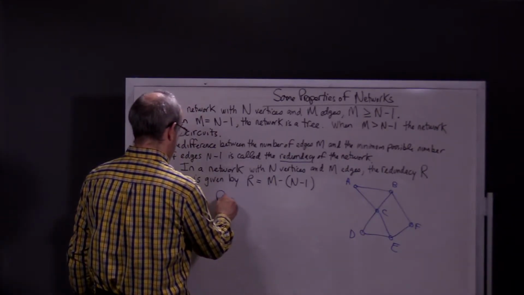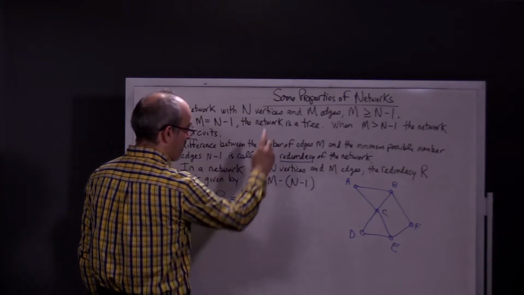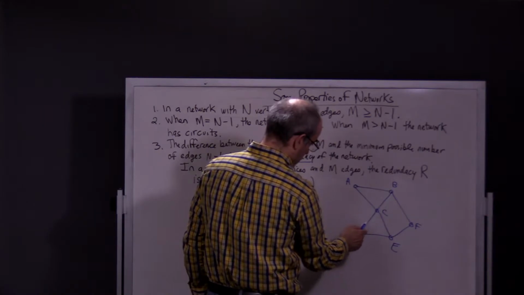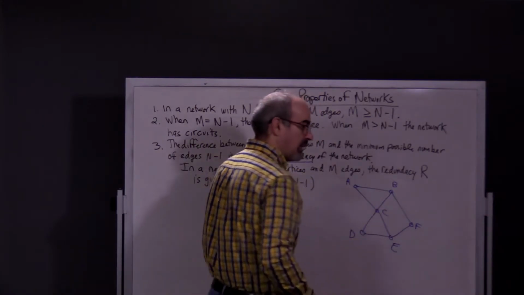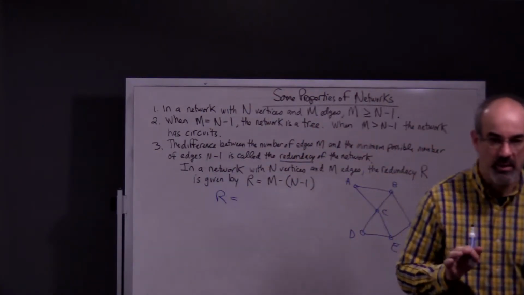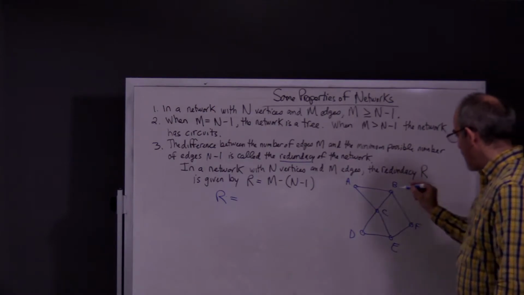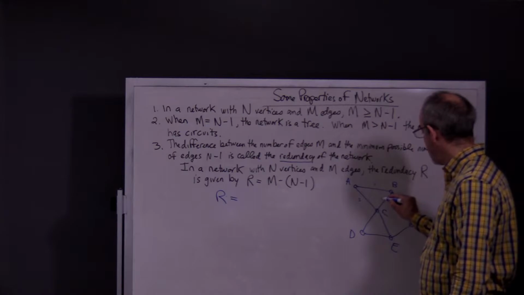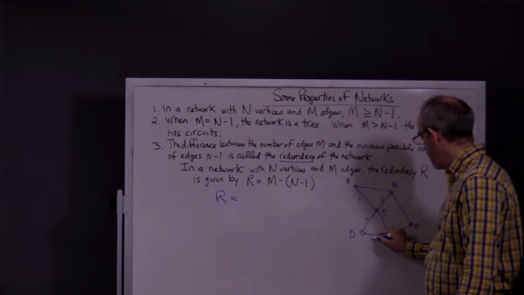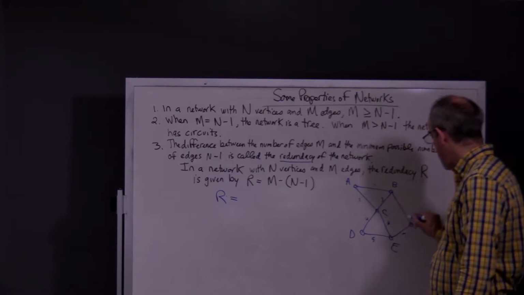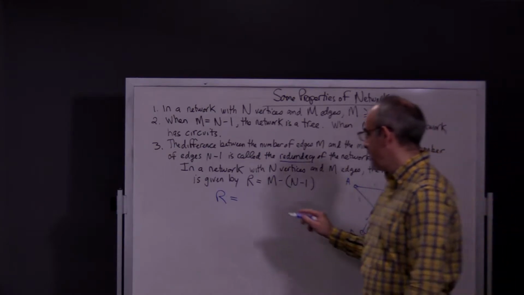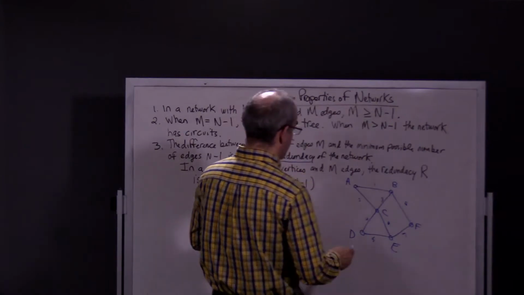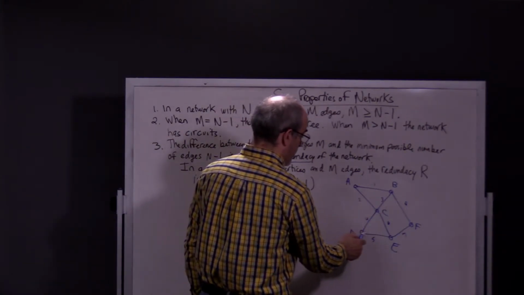So R equals m minus (n minus 1). m is the number of edges. So we have 1, 2, 3, 4, 5, 6, 7, 8. I'm going to double check. I should label them, that way I know I'm right. We have 1, 2, 3, 4, 5. Right, I was right. There are 8 edges. So m is 8. How many vertices do we have? 1, 2, 3, 4, 5, 6.